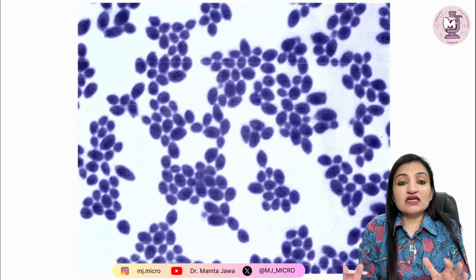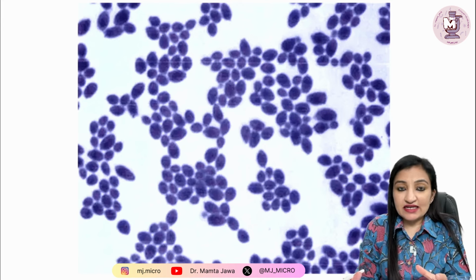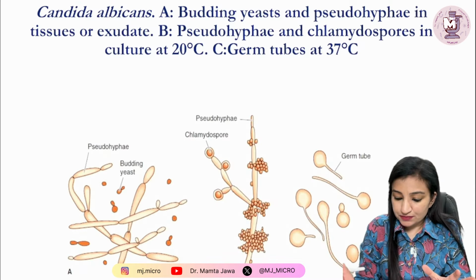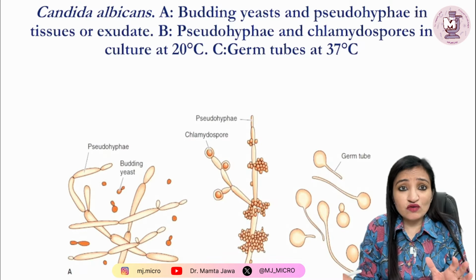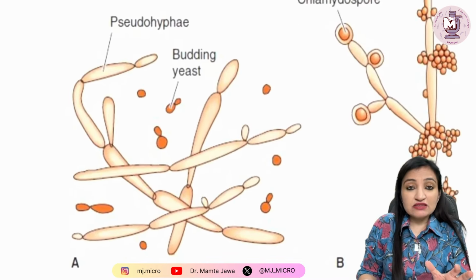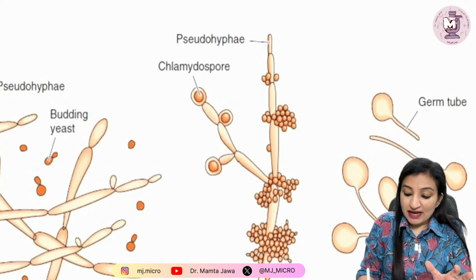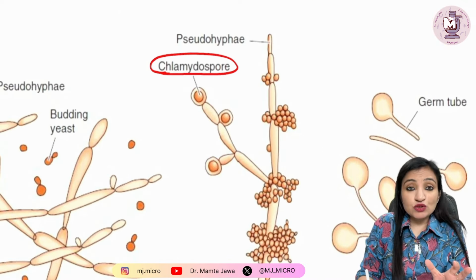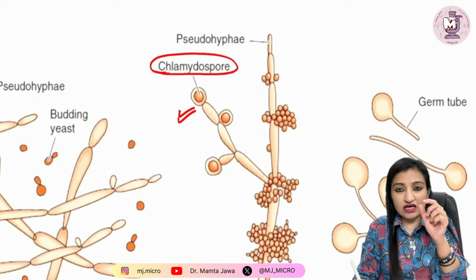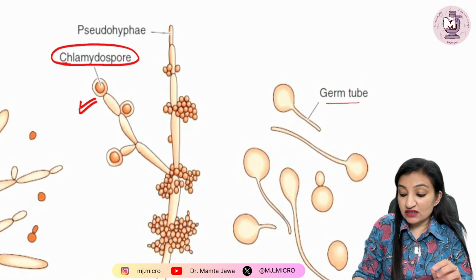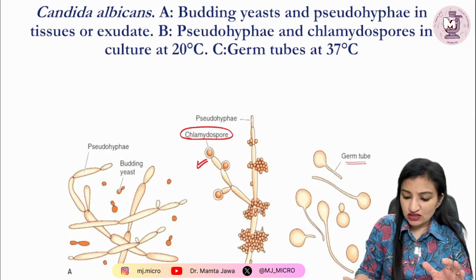Okay, this is a gram stain picture of Candida showing beautifully gram positive oval budding yeast cells. This is a schematic representation of Candida albicans. You can see these budding yeast cells with pseudohyphae. Then chlamydospore is an example of an asexual spore which is usually formed at the ends of the hyphae. As you can see, it is thick walled, and an example of a true hypha produced by this organism is germ tube. More on this in just a bit.